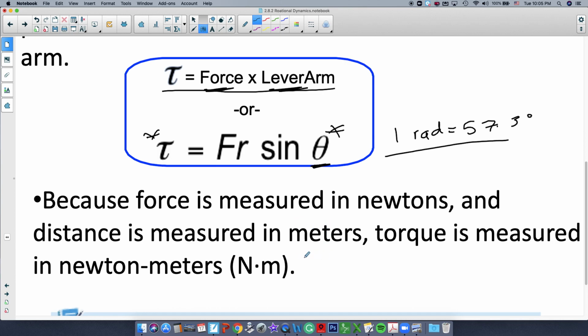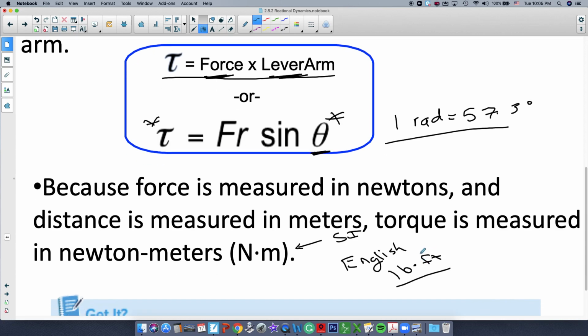Okay, another one, so this is metric. Right here, this is our SI. The English, that would be foot-pounds, and you write it like this. Okay, pound-feet. I know it looks goofy, but it's foot-pounds because our force in the English measurements would be pounds, and our measurement, the American standard, is feet and inches, so we go by feet.